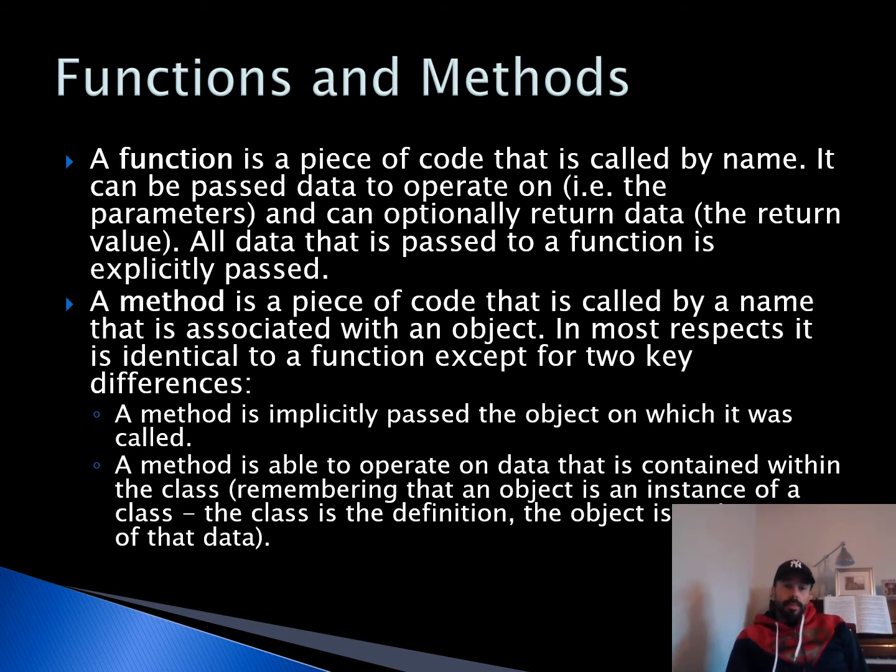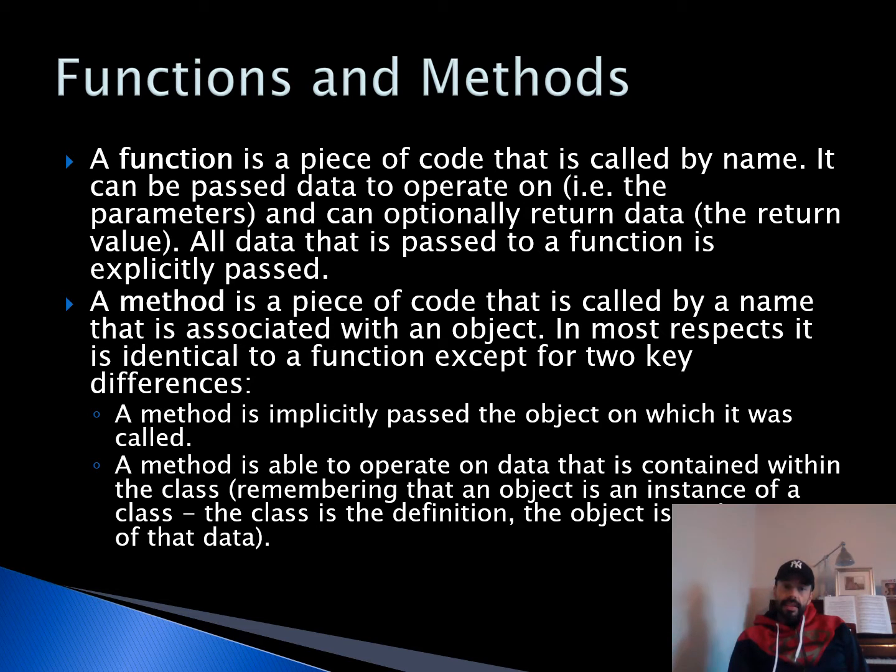So functions and methods. A function is a piece of code that is called by name. It can be passed data to operate on, so parameters. And it can optionally return, so there is a return value. All data that is passed to a function is explicitly passed.